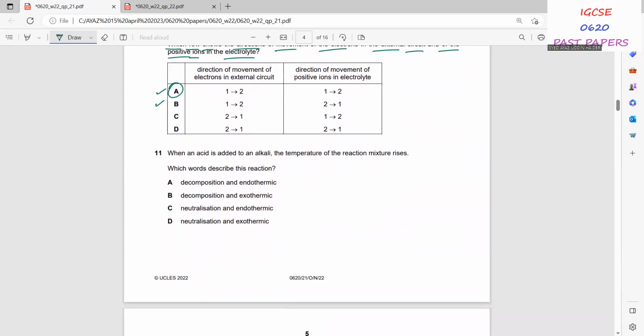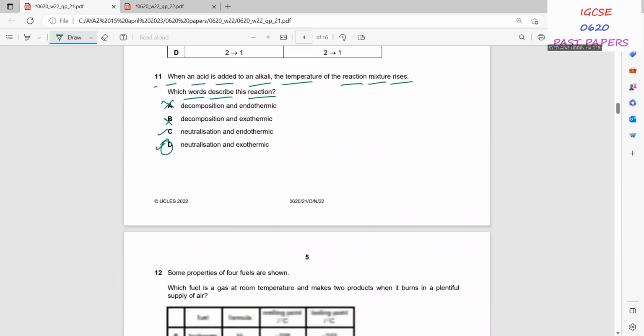11. When an acid is added to an alkali, the temperature of the reaction mixture rises. Which words describe this reaction? The reaction between acid and alkali is neutralization. So we either have C or D as correct answer. Both A and B are incorrect because this is not a decomposition reaction. And the temperature of the reaction mixture rises, which means energy is released. So D will be the right answer for this question.